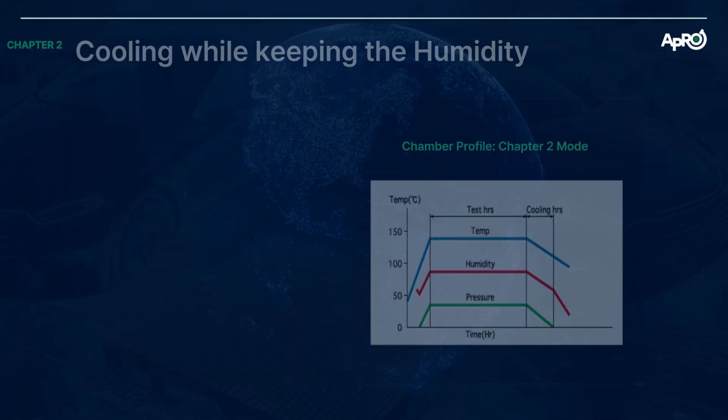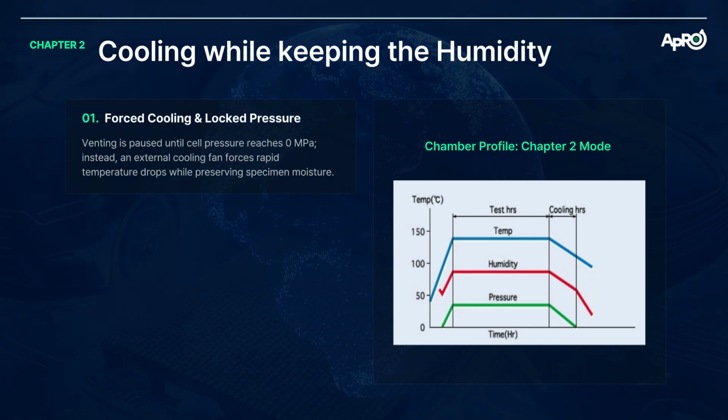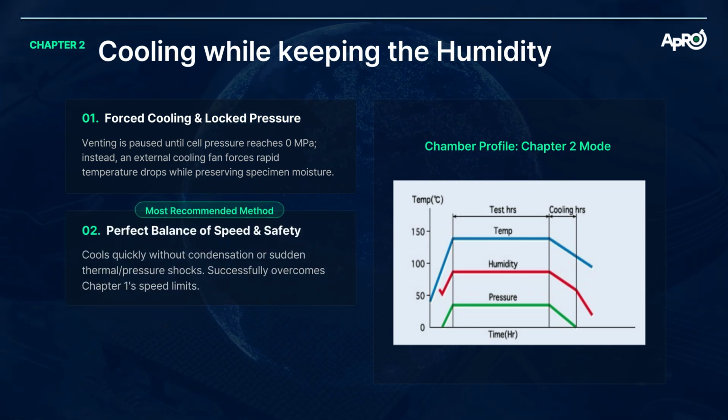Chapter 2. Cooling while keeping humidity. The second method is cooling while keeping humidity. In this mode, an external cooling fan is used to accelerate cooling while chamber pressure remains sealed and stable. This allows the chamber to cool much faster without exposing the sample to sudden pressure changes. As a result, it provides an excellent balance between cooling efficiency and specimen protection.